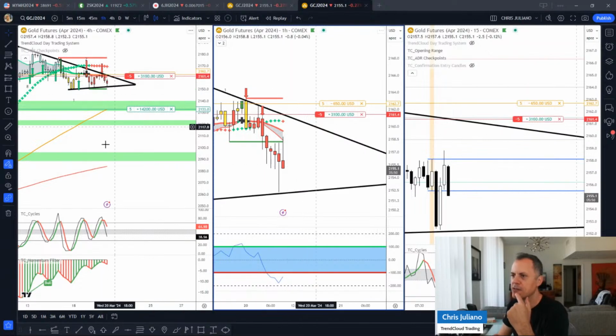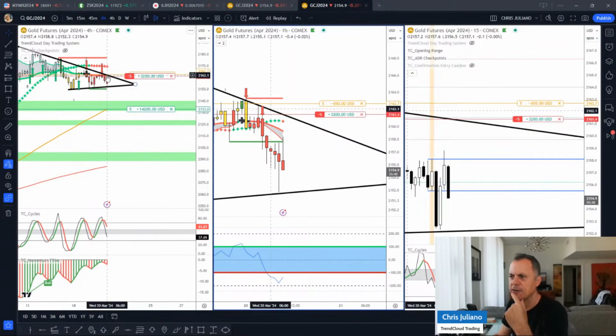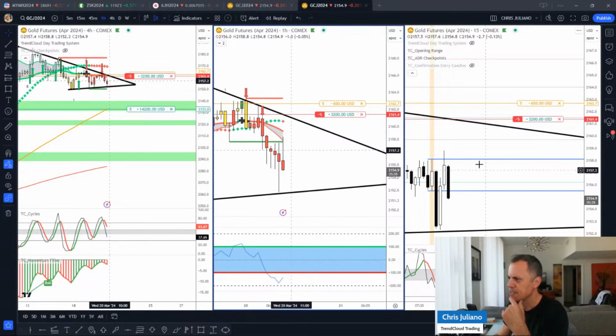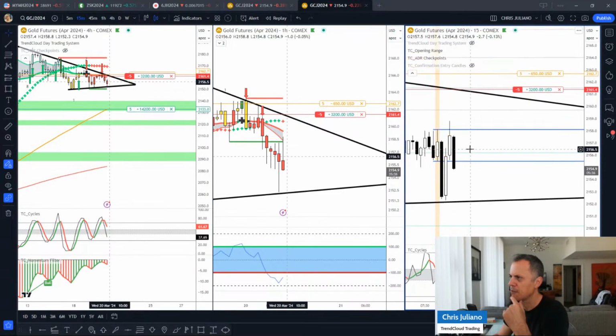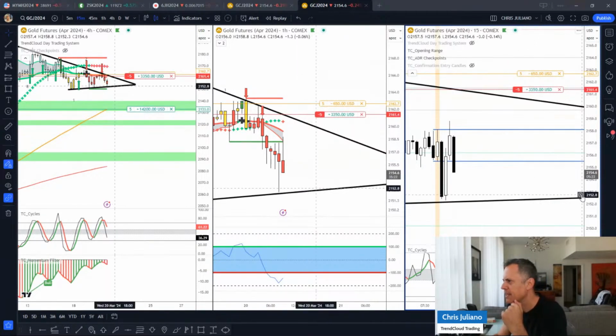So now you can see, oh okay, TrendCloud is red. We're cycling down. Momentum is red on the high time frame. Oh good, that's the context that we want to see. Here's that big reversal taking place on that opening range. Right down here is the support. Okay, so that's what we want to see.